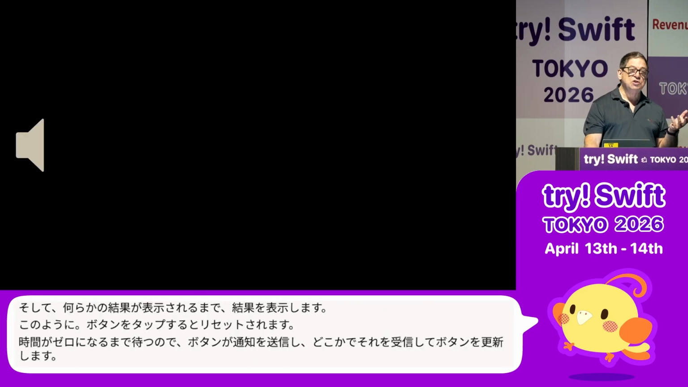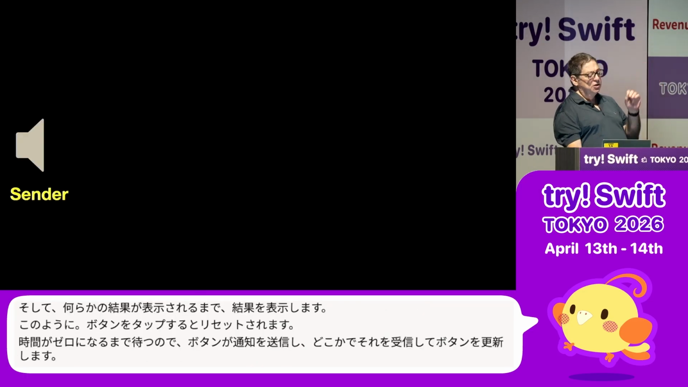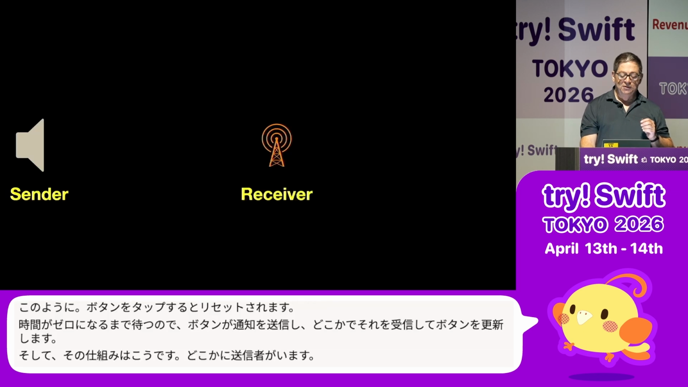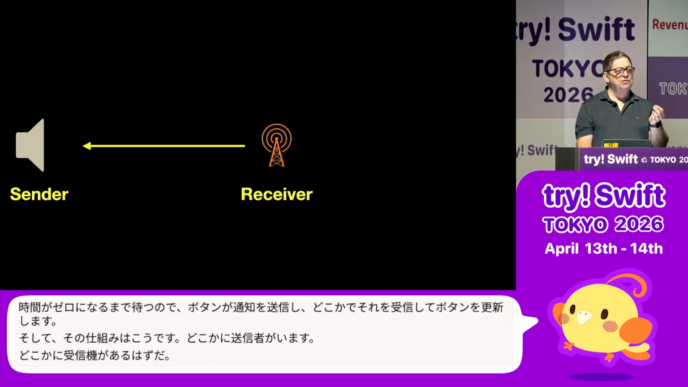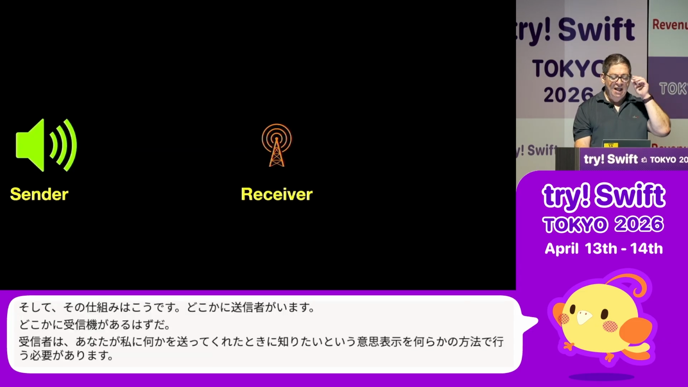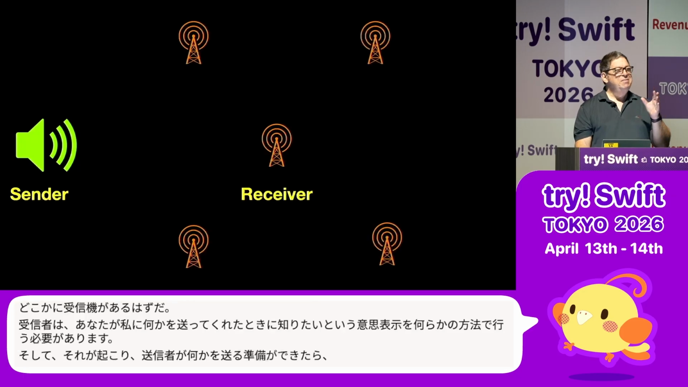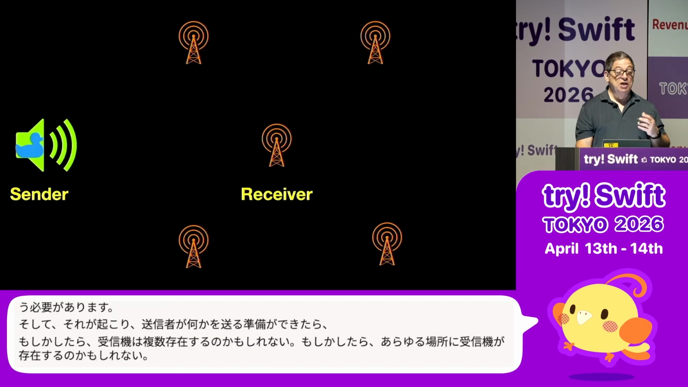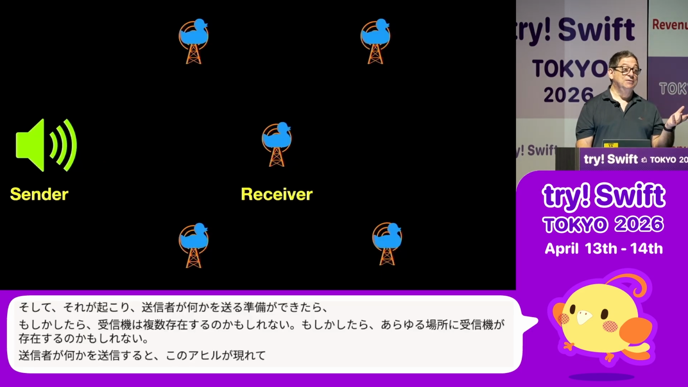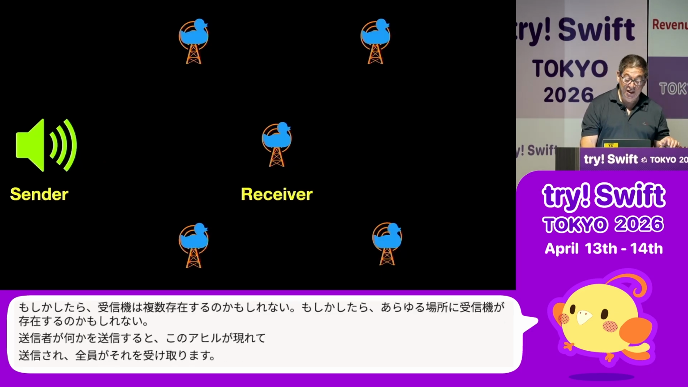And the way this works is this: somewhere I have a sender, somewhere I have a receiver. The receiver has to register somehow, so it says, I'm interested in knowing when you send me something. And so once that happens, and the sender has something to send, maybe there's more than one receiver, maybe there's receivers everywhere, and the sender sends something, and you can see this duck emerging and being sent out, and everyone receives it. And so now you understand notifications.